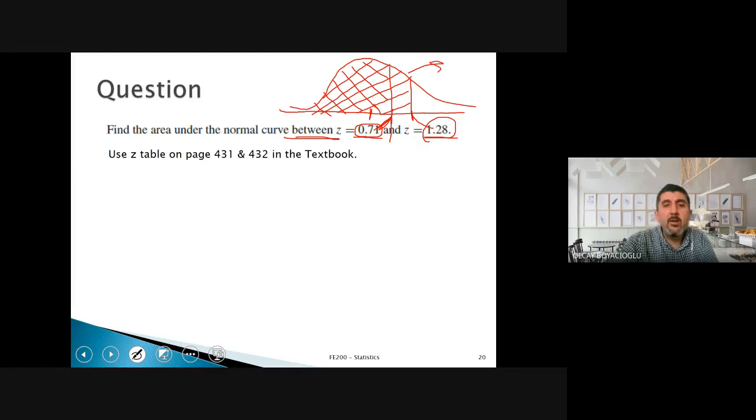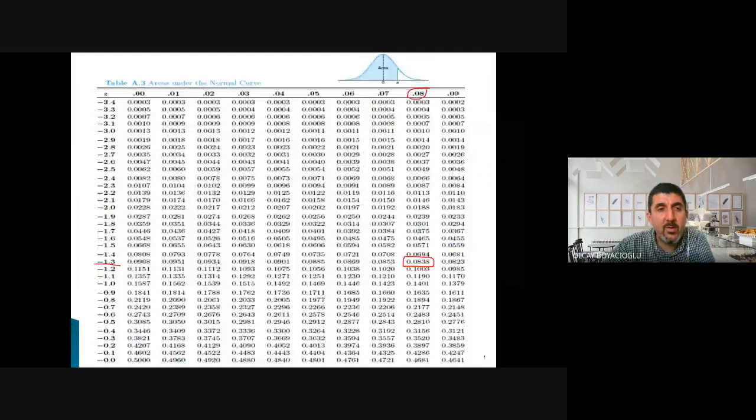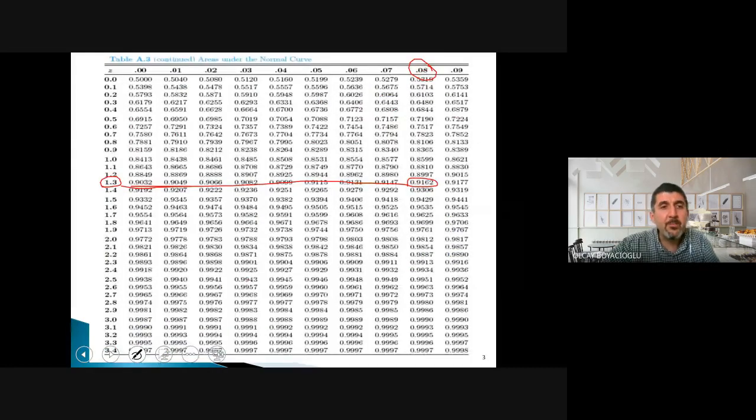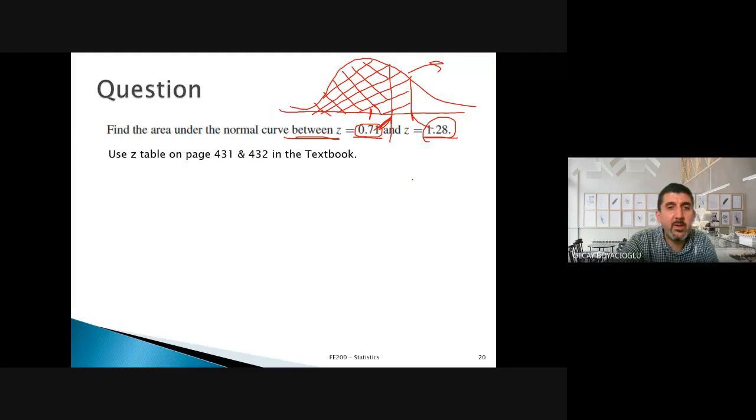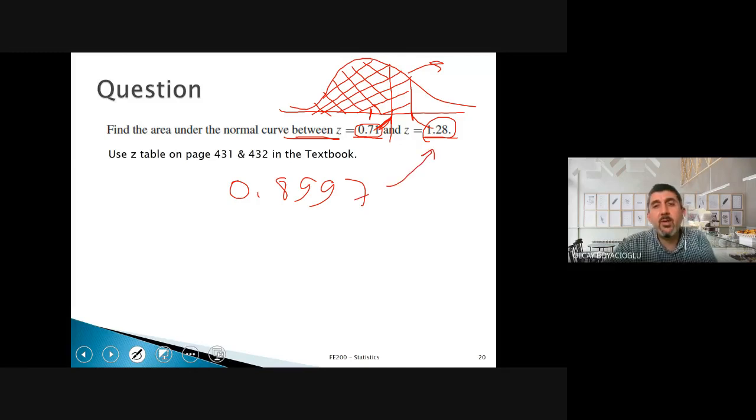So my first number is 1.28. Let's go to the z table, to the positive side. We just did a question with 1.28, so this is the 1.28. Here it is, 0.8997. I write it immediately without forgetting it. 0.8997 is the area for this value.